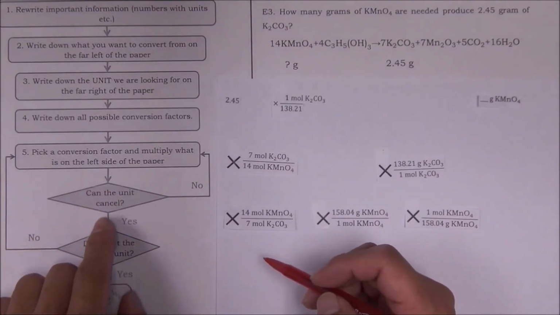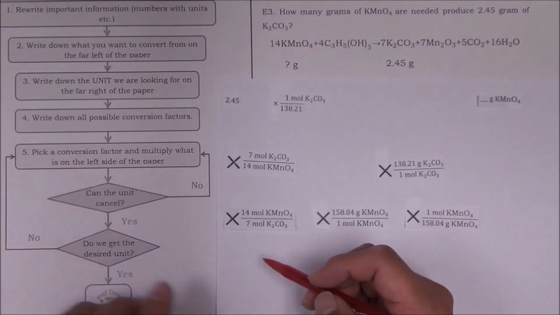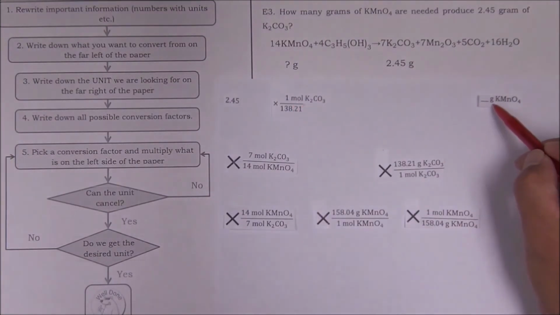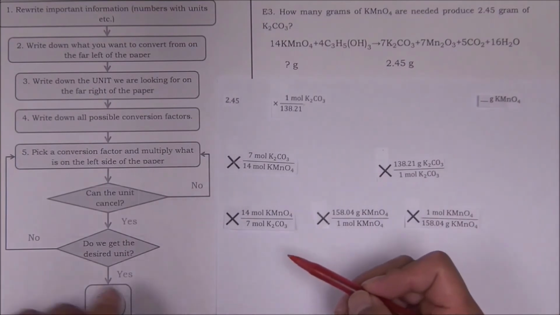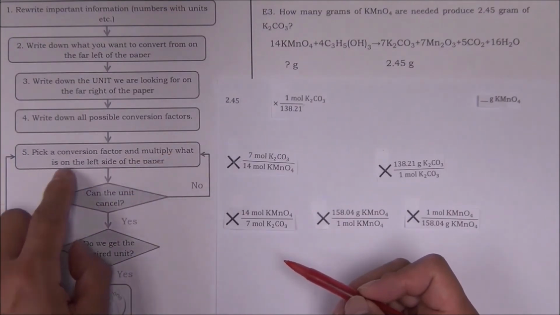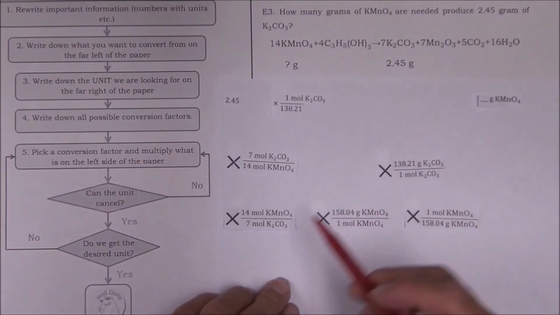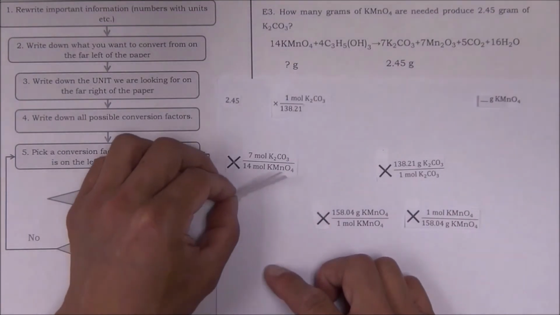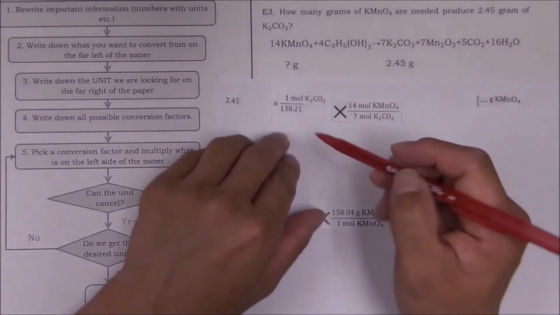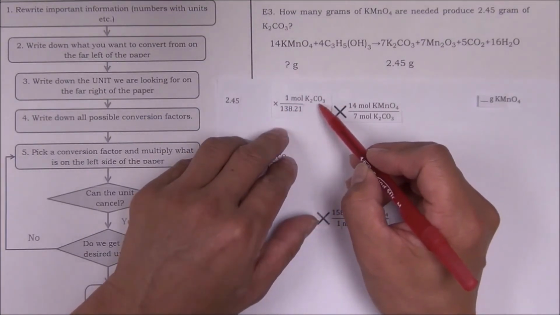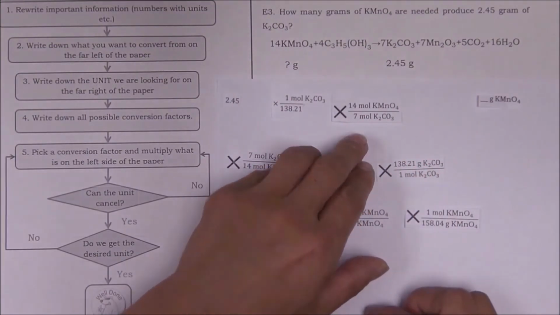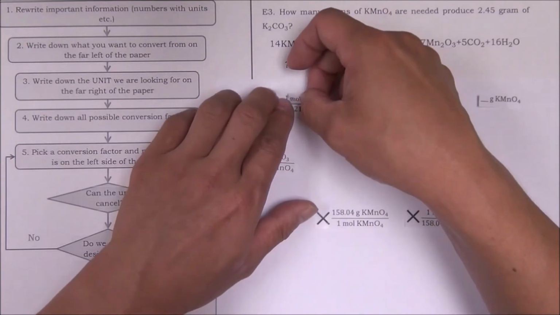Can the unit cancel? The answer is yes. Do we get the desired unit? We get mole potassium carbonate, but we are looking for gram potassium permanganate. The answer is no. So we pick another conversion factor and multiply what is on the left side of the paper. Now we need this conversion factor. Mole potassium carbonate on the numerator and mole potassium carbonate on the denominator. They are exactly the same, so they will be able to cancel each other.